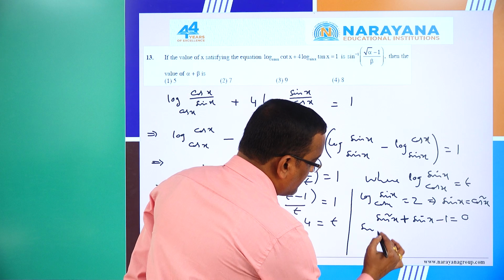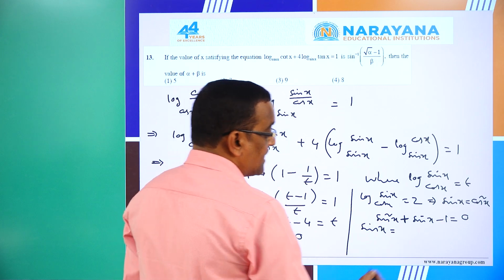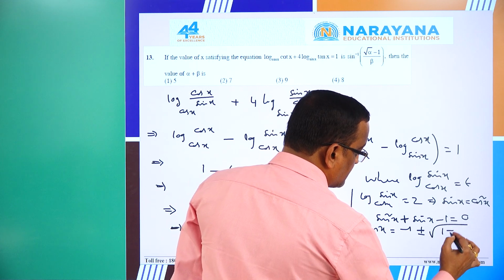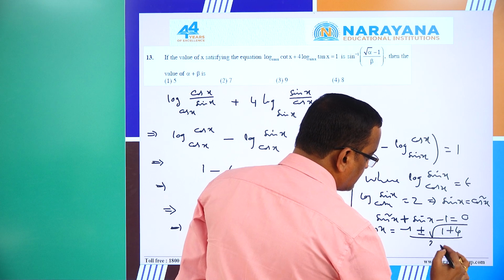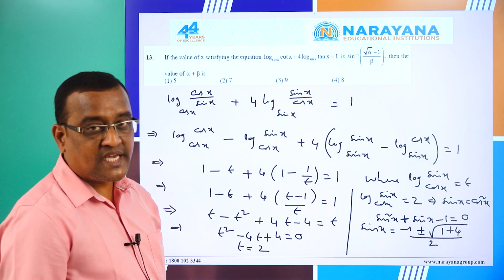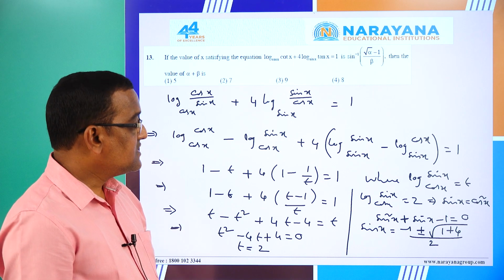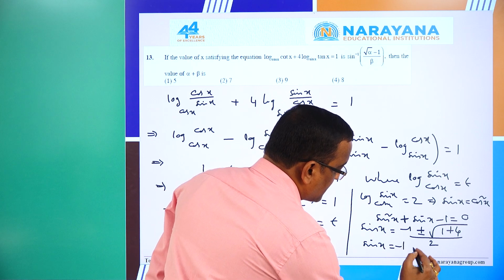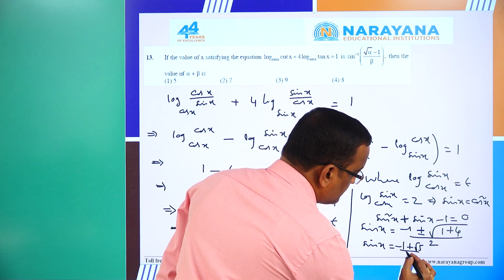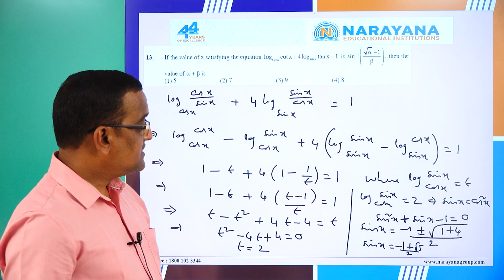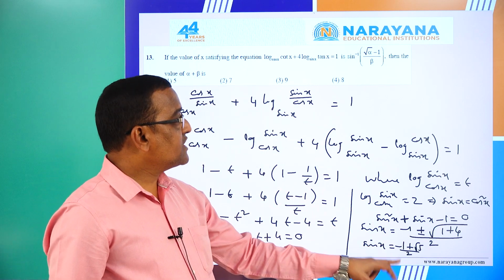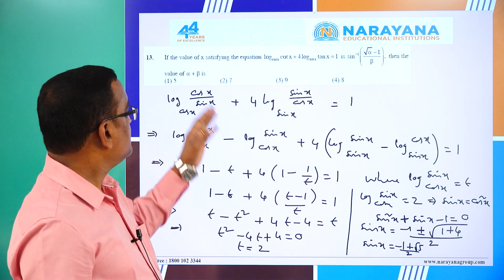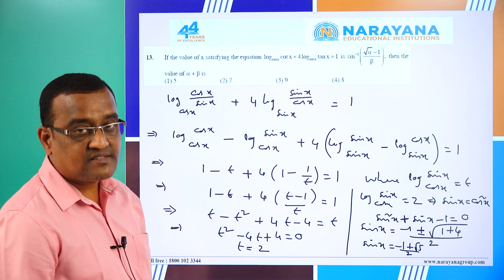Now find sin x using the formula minus b plus or minus root of b square minus 4ac by 2a. Minus 1 minus root 5 by 2 is not in the range of sin x. That's why sin x is minus 1 plus root 5 by 2. Now x is sin inverse root 5 minus 1 by 2. So alpha becomes 5 and beta becomes 2. So alpha plus beta is 7.